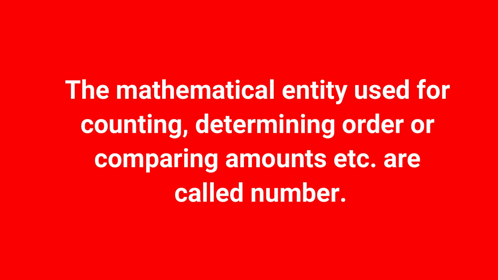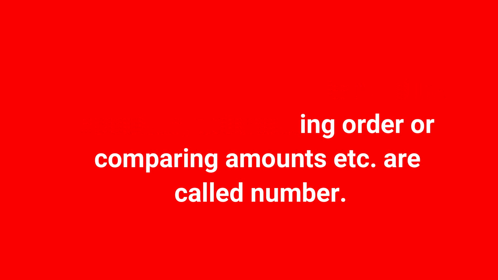Next, number. The mathematical entity used for counting, determining order, or comparing amounts, etc. are called number. For example, 786, 680, 4500, etc. are numbers.